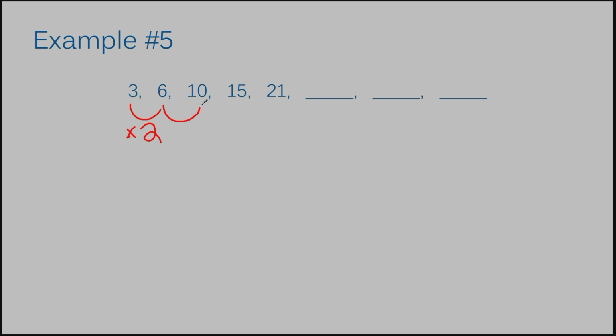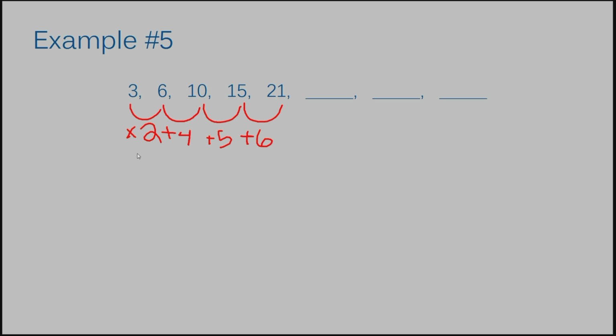To go from 6 to 10, let's guess that we're going to add 4. To go from 10 to 15, let's see, can our pattern repeat yet? Multiply by 2. No, that doesn't work. We could add 5 though. Let's try that. Okay, to go from 15 to 21, what could we do? Looks like we could add 6. Okay, what's this pattern down here? We have a multiply by 3, and then we have plus 4, plus 5, plus 6.